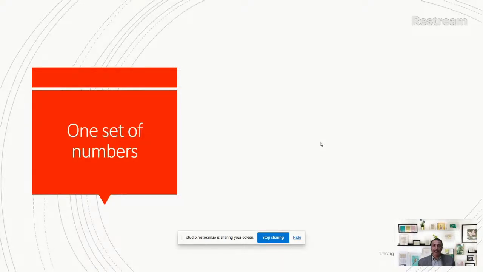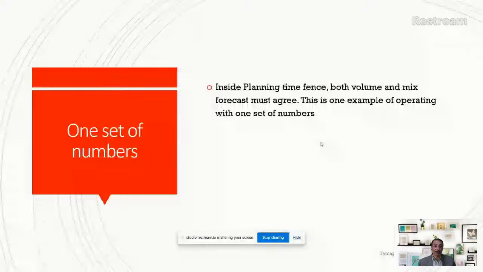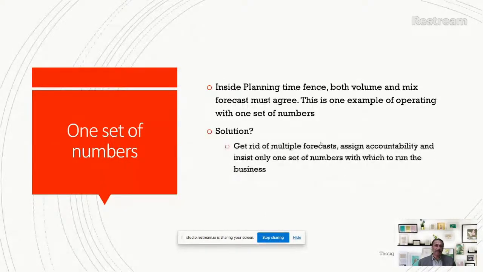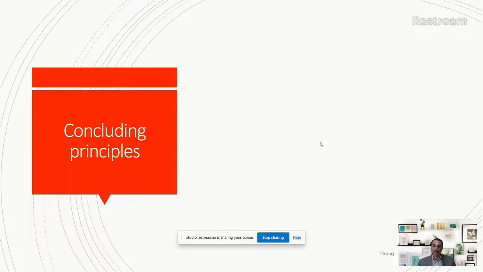This also helps when a company has a forecasting mechanism, and every function inside the organization will work with one number. Of course, there are other processes like S&OP, where this figure is presented and agreed among all the functions so that it can be used. When you have one set of numbers, it is fine for everyone. Otherwise, there will be chaos in the operation. Okay, get rid of multiple forecasts, assign accountability, and insist on only one set of numbers with which to run the business. Most probably this set of numbers should also be approved by the top management.